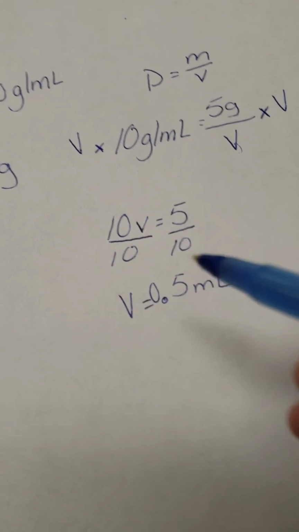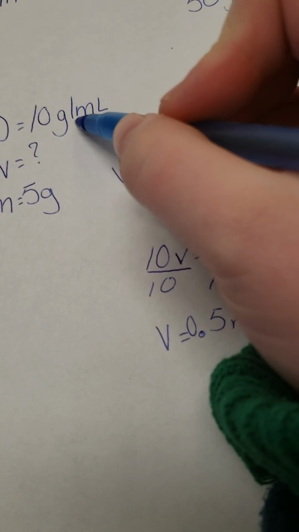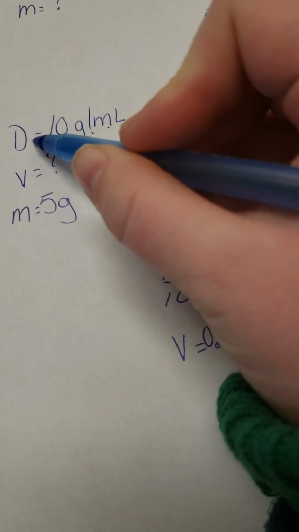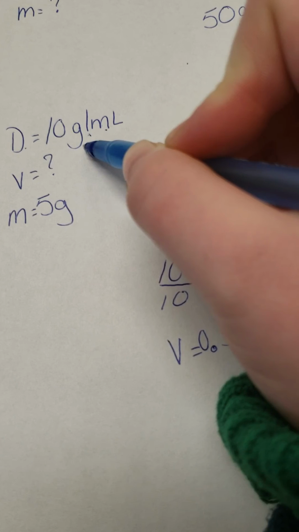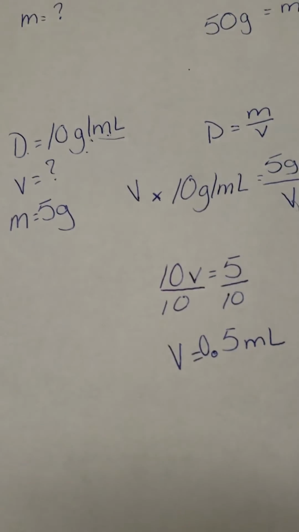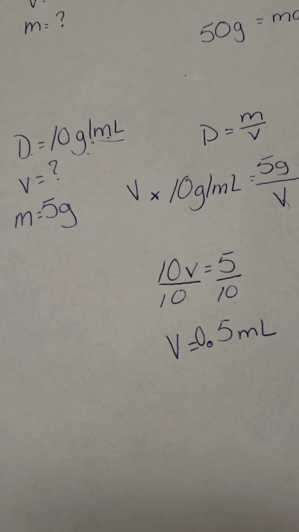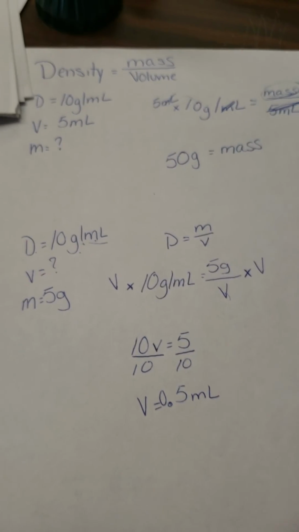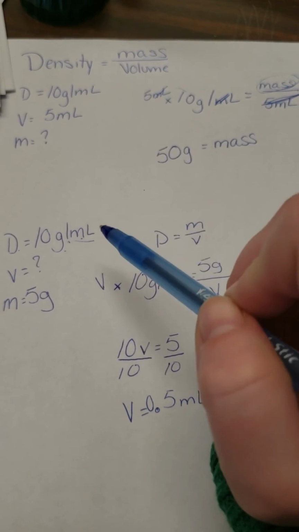Okay, in this case, because we used grams per milliliters as our unit for density, the mass obviously is always in grams, and our volume is going to be calculated in milliliters here. Okay, so that is how we rearrange this density equation.